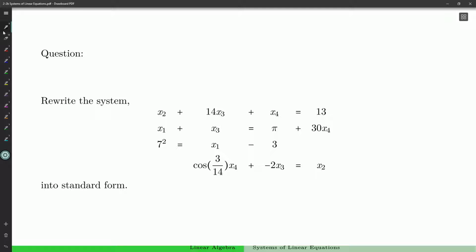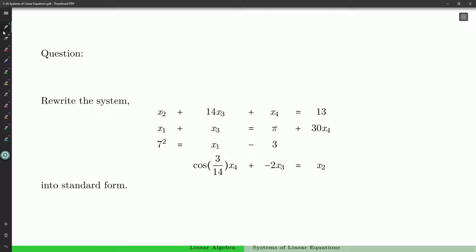Rewrite the system into standard form. Okay, what are we looking for when we look for a standard form expression for a system of linear equations? Well, we want all our variables lined up with their coefficients on the left-hand side, and then single constants on the right-hand side of the equal sign.